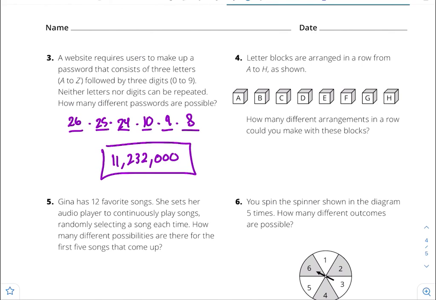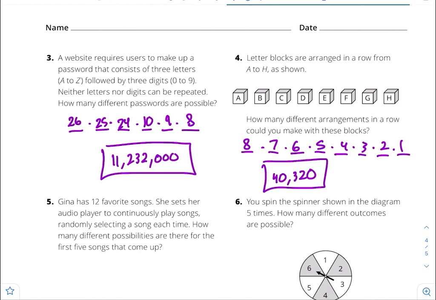Number 4, how many different arrangements in a row can you make with these blocks? So there's 1, 2, 3, 4, 5, 6, 7, 8. There are 8 blocks. So how many options of blocks can be put here? 8, and then 7, 6, 5, 4, 3, 2, 1. For a grand total of 40,320 different ways.